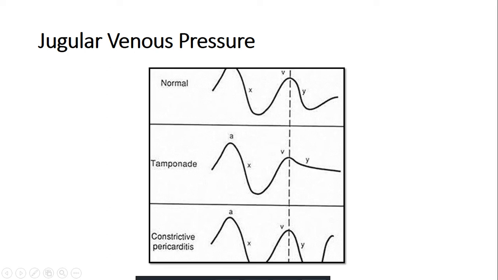Compare between this and the normal one. Your X is deep and steep more than the normal one, and here the Y normally, and this is a big Y descent here. How does it happen?